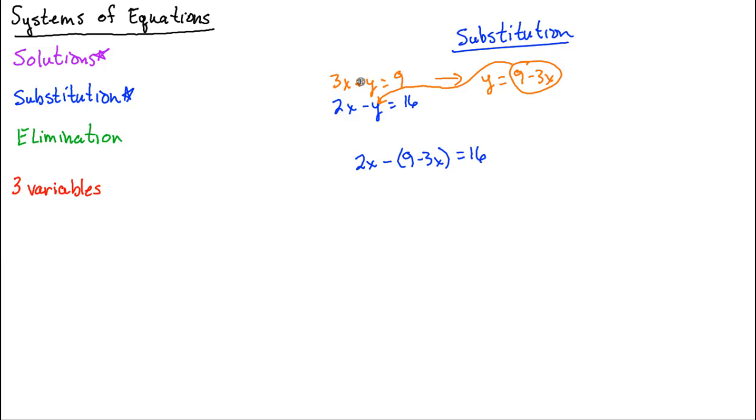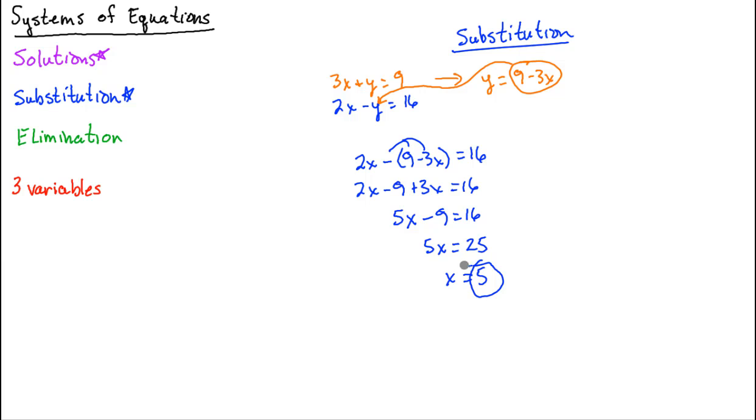Notice that trick: if it's not already solved for y, solve it for y. Using your magical powers from chapter 2 to get y by itself, you might end up with fractions, but we can deal with those. We know how to solve equations. All right, distribute the negative, and we have 2x minus 9 plus 3x equals 16. Add those together, we get 5x minus 9 equals 16. Add 9, 5x equals 25, x equals 5. Great, we have x equals 5.